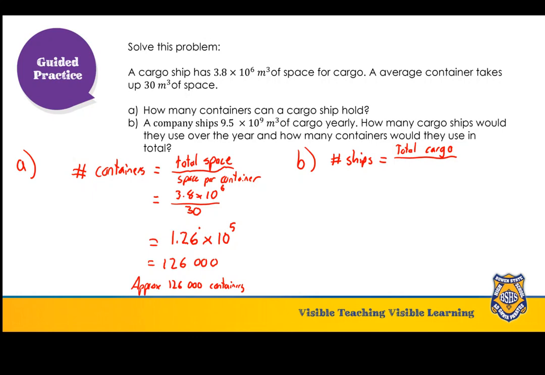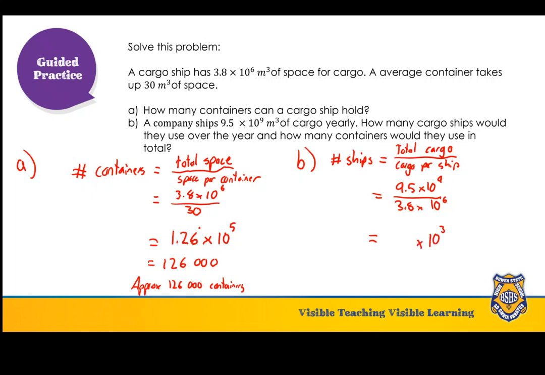Total cargo. We're going to take the total cargo and divide it by the cargo per ship. So total cargo is 9.5 times 10 to the 9, and the cargo per ship is 3.8 times 10 to the 6. Now, I don't actually have my regular calculator with me, so it's really hard to do these scientific notation things in my head. So I'm going to cheat a little bit. I'm going to do 10 to the 9 divided by 10 to the 6, which, using our index laws, will be 10 to the 3.